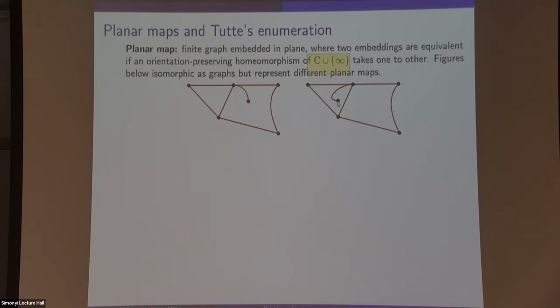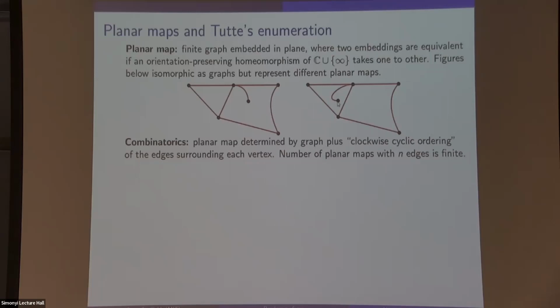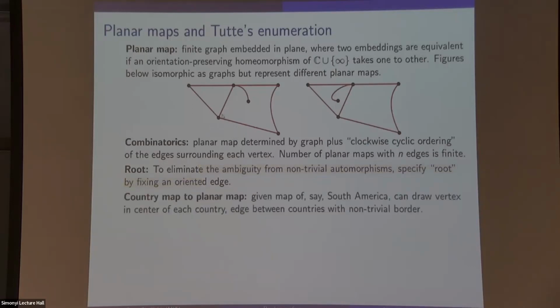All right. Now, combinatorially, this thing is determined if I just give you the graph together with a clockwise cyclic ordering of the edges around every vertex. Sometimes to eliminate the ambiguity from non-trivial automorphism, you will specify a root, specifying a specific oriented edge. If I were to give you a map, say, of South America, you can draw a vertex in the center of each country and an edge between countries when they share a non-trivial border. So this is sort of like the dual map of a physical map of countries you might see.